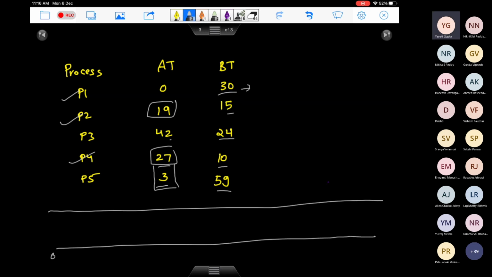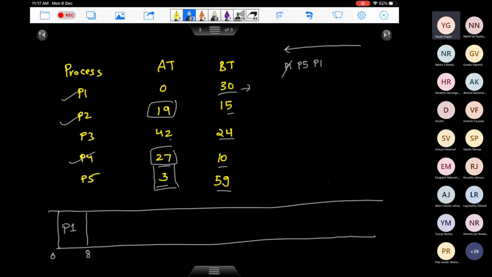So at time 0, we only have P1, right? So we are going to execute it for 8 time units. I'm maintaining my ready queue here so that the steps are clear. While P1 was executing, at time 3, P5 arrives in the ready queue. So I'm going to write P5 here. At time 8, P1 finishes its first burst and it comes here, right? So this is your queue.